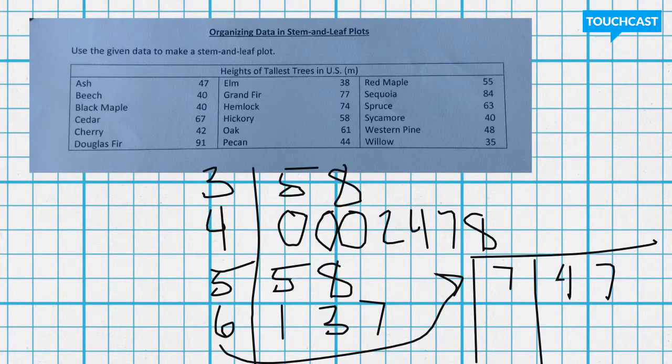In fact, I think I only see one tree, the sequoia tree, which has a height of 84. So I'm going to put an 8 in my stem and a 4 in my leaf. Now, I believe we have at least one tree left that we haven't looked at yet. The Douglas fir, which has a height of 91. So we're going to put a 9 in our stem and a 1 in our leaf.